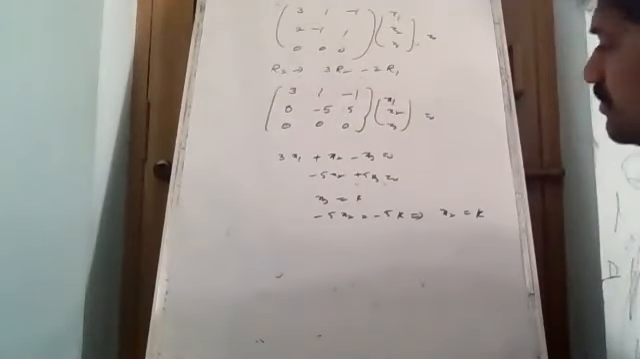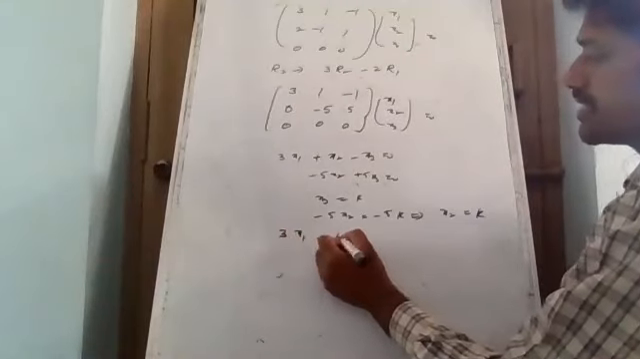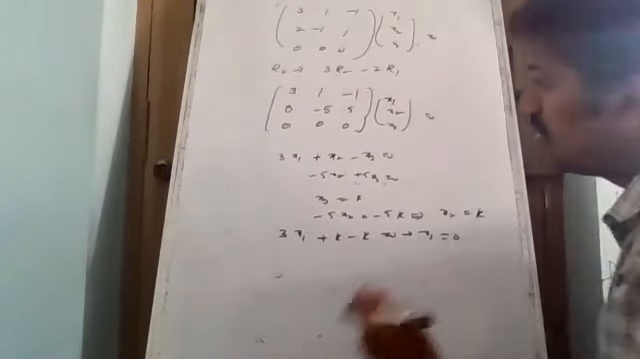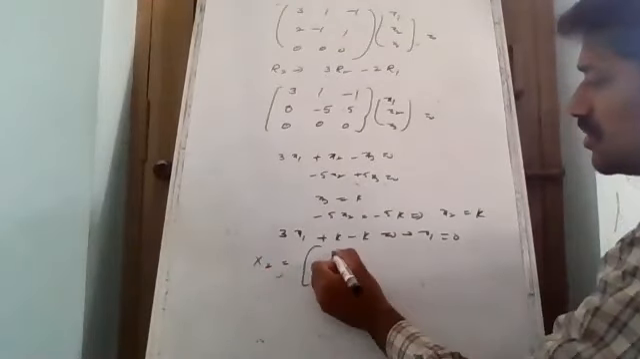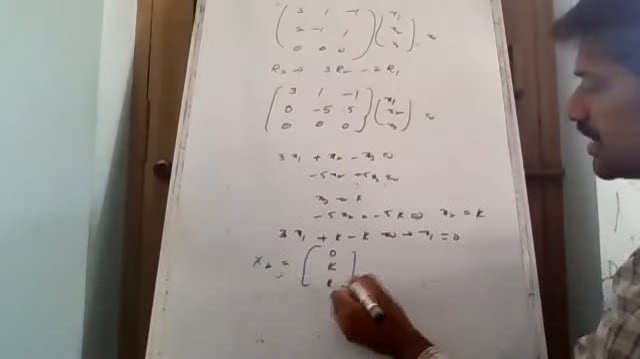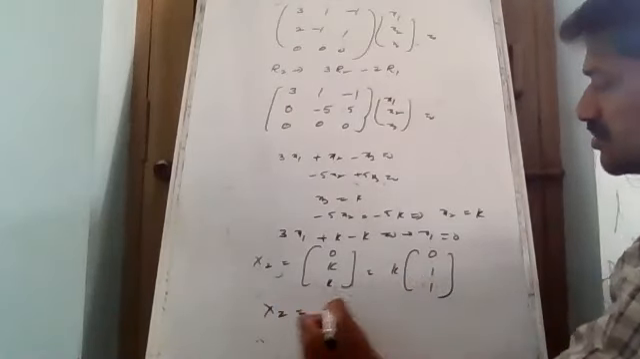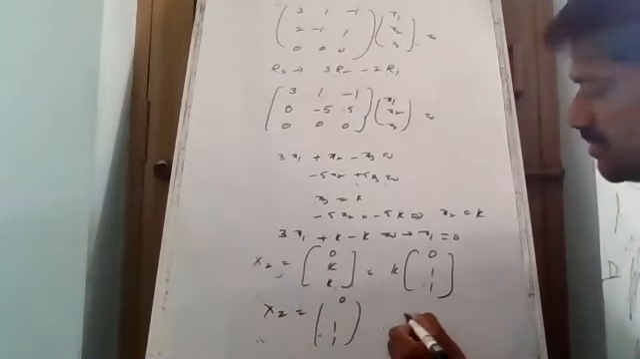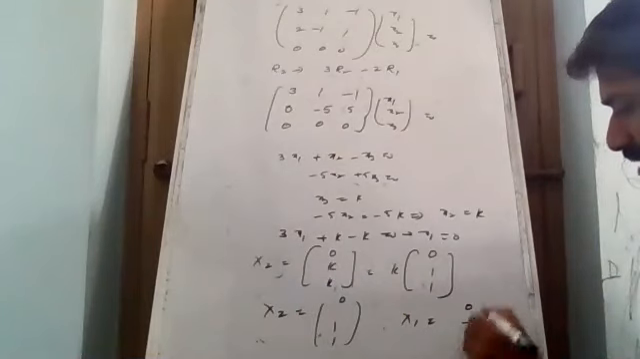What about x1? So 3x1 plus k minus k is equal to 0, so x1 is equal to 0. So we can write x as 0, k, k. By taking k as common, x is equal to 0, 1, 1.